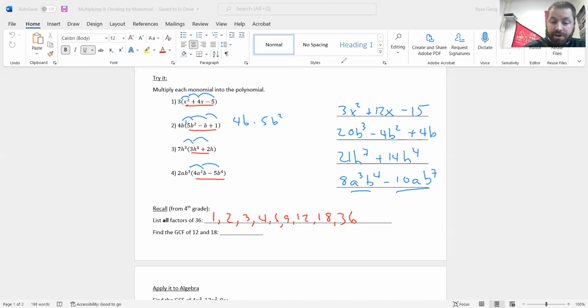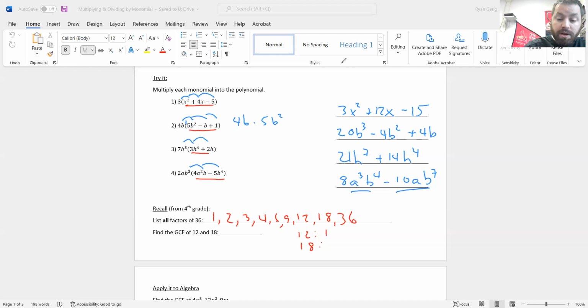Okay. That question was just making sure you know what factors are. Now, find the GCF, or greatest common factor, of 12 and 18. You might know it. A lot of you probably do. Just looking at it, you could say it's 6, and you're right, it is 6. But what I'm going to do is I'm going to show you, if you don't know it off the top of your head, here's what you can do.